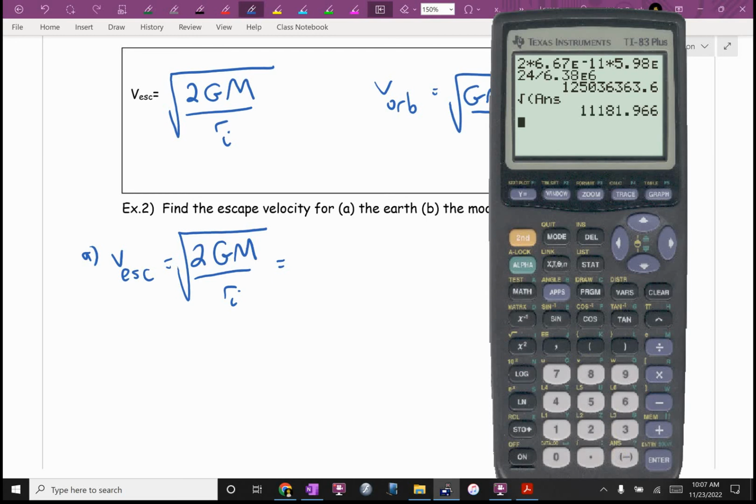Did you get 11,181? Yeah. I know it's 11,200 roughly. I've just memorized that because I'm a nerd. So, what makes a black hole a black hole? When the escape velocity is bigger than the speed of light. When you solve for V and you get an answer bigger than 3 times 10 to the 8th, that's the definition of a black hole. We'll talk about that in a couple of days.